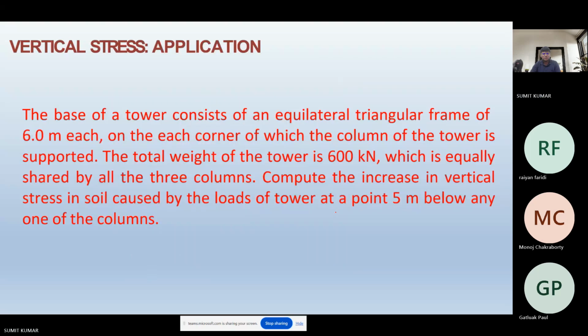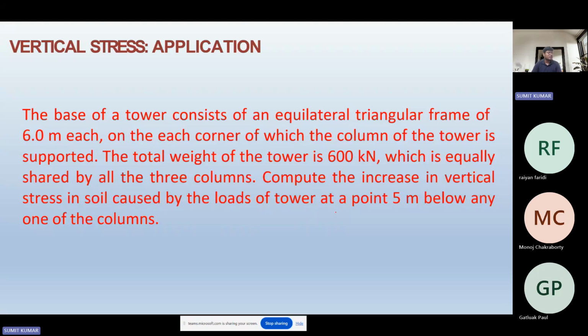Now we move to the next problem, which is associated with vertical stress application only. The question asked: the base of the tower consists of an equilateral triangle frame of 6 meters each, on each corner of which a column of the tower is supported. The total weight of the tower is 600 kilonewton, which is equally shared by all three columns. Compute the increase in the vertical stress in soil caused by the load of the tower at 0.5 meter below one of the columns.